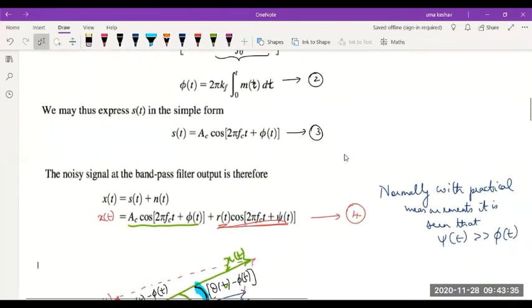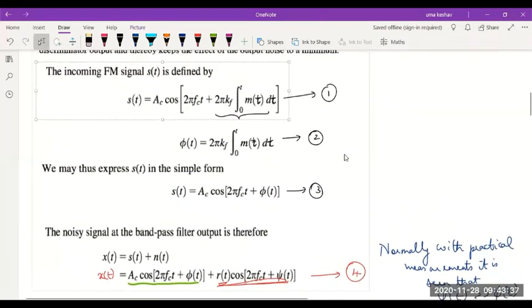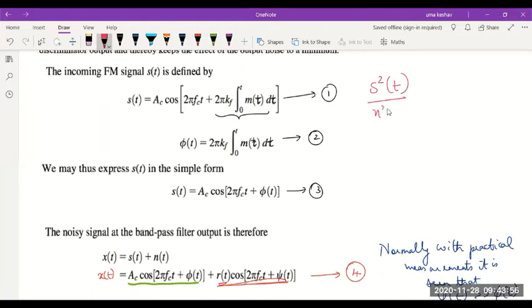I think we have forgotten to do SNRI. It's not seen here. In the beginning itself, here we can do it. How do I find the received signal? I have to find S square T by N square T average. That is SNRI.